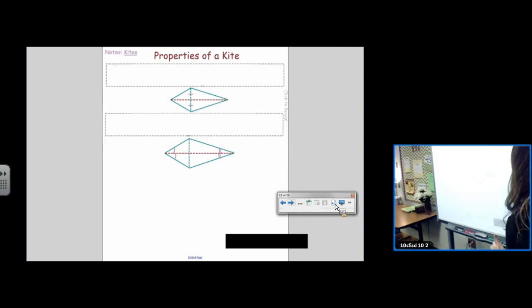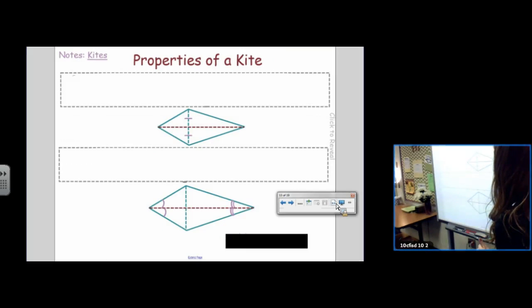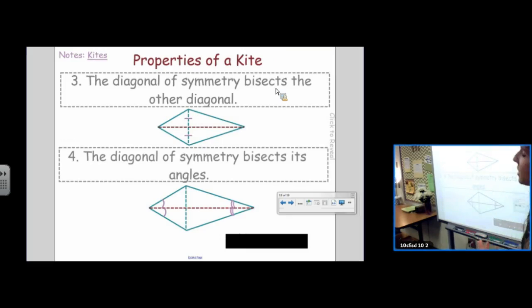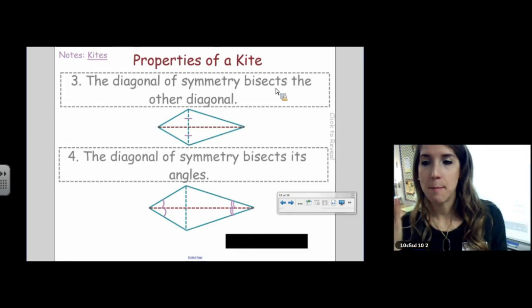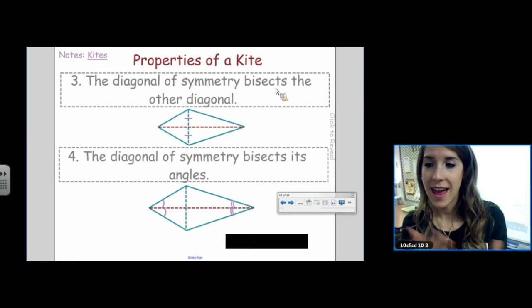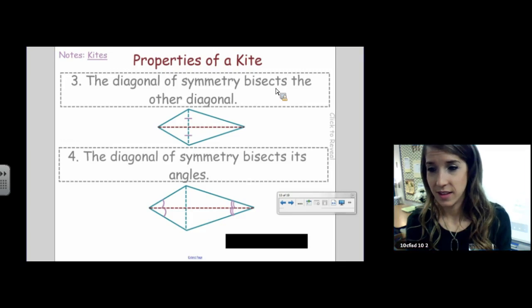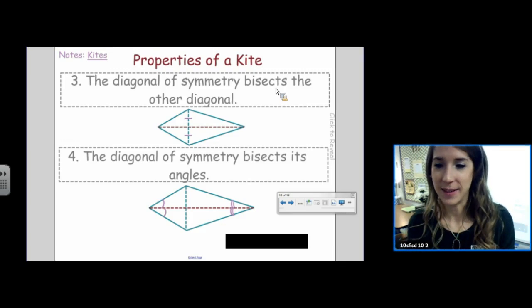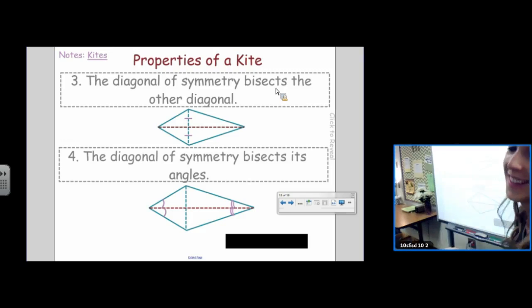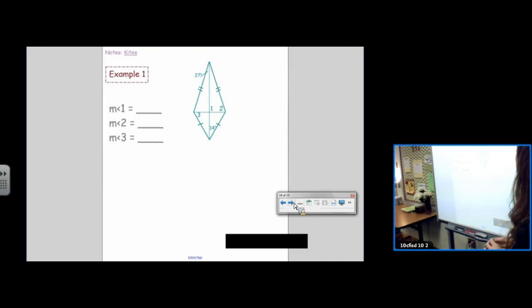Now, that diagonal of symmetry does 2 things. It bisects the other diagonal, and it bisects the angles. So it really cuts the whole kite in half is what it does. Write these down. All right, let's solve some problems.